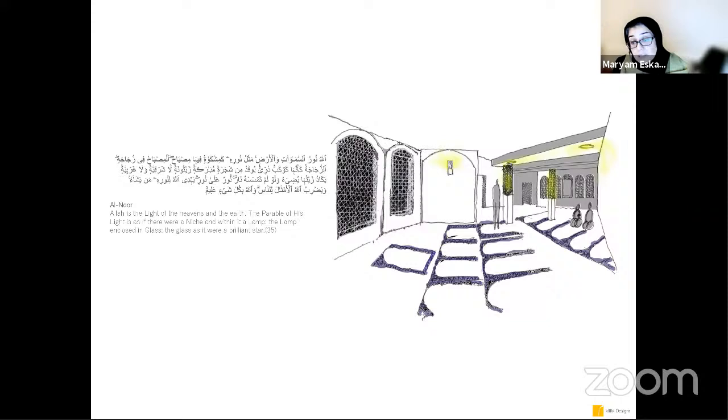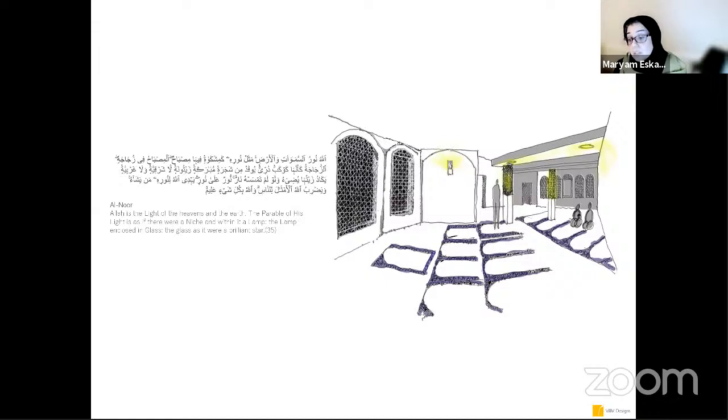We took some time and reflected on the verse, Surah 36, Nur, which talks about Allah being the light of the heavens and the earth. That became our concept. And so we worked around different ways of reshaping this existing building without having to build a new building.